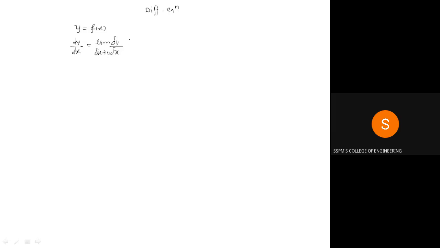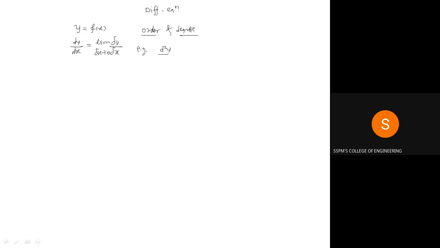Now in differential equation, what are the points in your syllabus? The points are order and degree. How to get the order and degree of a differential equation? In MCQ type questions, they will ask questions on order and degree. For example, how to get the order and degree?